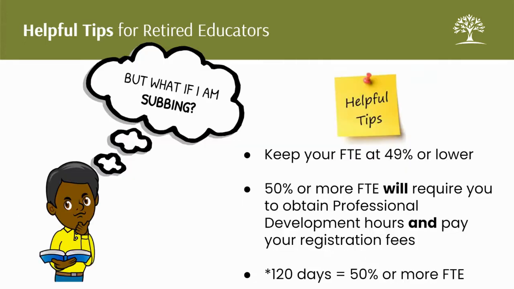Now, I know what you're thinking, but what if I'm only using my license to sub? Well, to ensure that you won't be required to obtain PD hours, you want to be sure to keep your FTE at 49% or lower, meaning you're teaching under the 120-day limit and your district is not listing you as a teacher for your position title. Working full-time or being classified as a teacher and not a sub will require you to come out of a retired status. So, what does all of this mean?